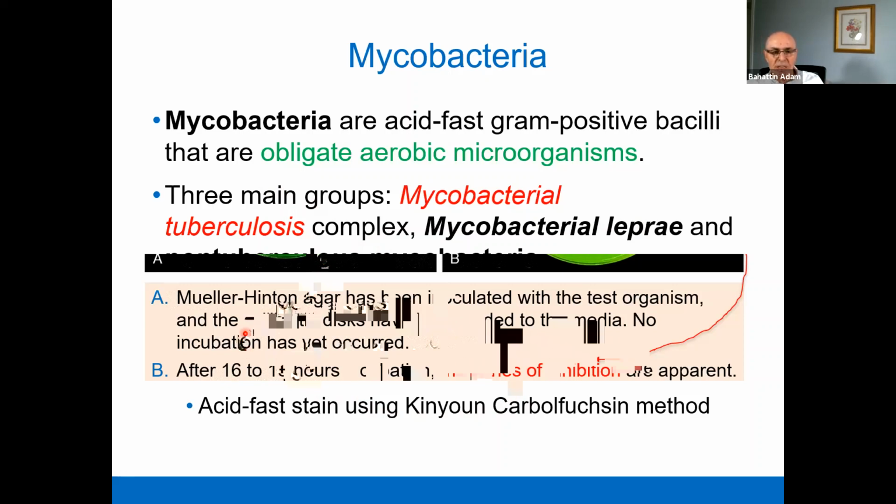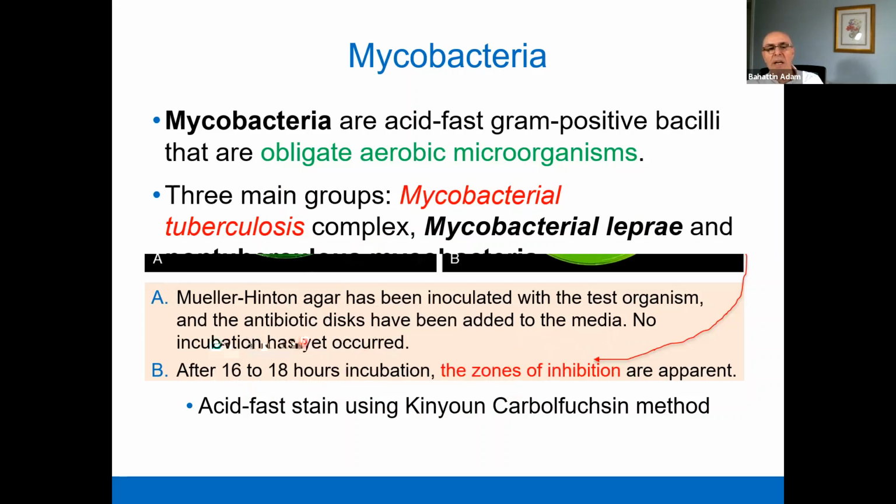And we cultivate this specimen in different kinds of culture media, such as Lowenstein-Jensen medium. And we use acid-fast stain as a technique to identify Mycobacterium tuberculosis, and acid-fast stain using the Kinyoun carbol fuchsin method is another technique that we use to identify Mycobacterium tuberculosis.